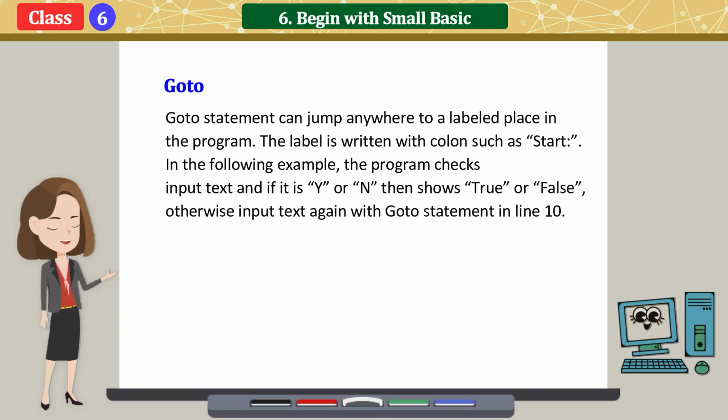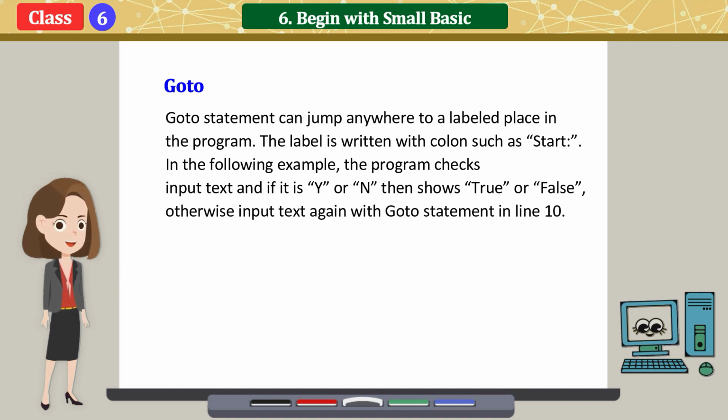The Goto statement can jump anywhere to a labeled place in the program. The label is written with a colon, such as start:. In the following example, the program checks the input text, and if it is Y or N then it shows true or false. Otherwise, it asks for input text again and would go to the statement in line 10.